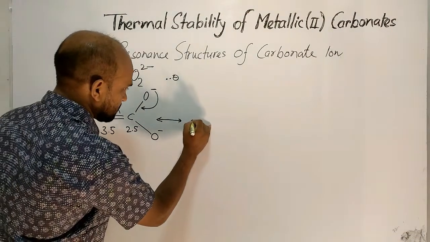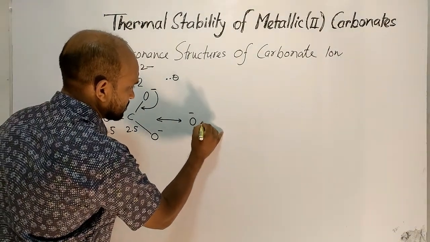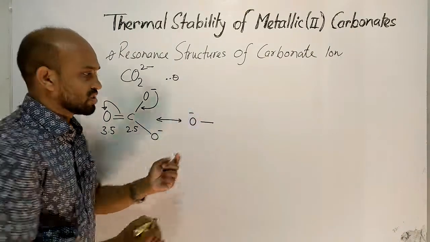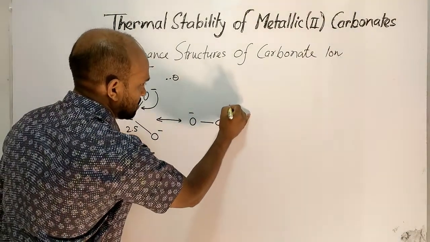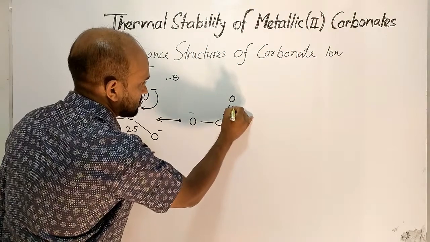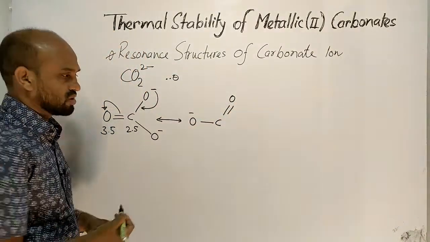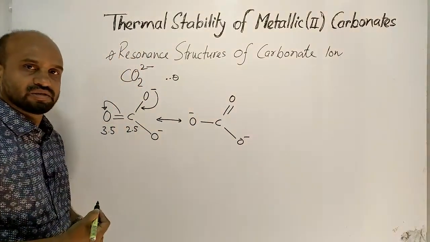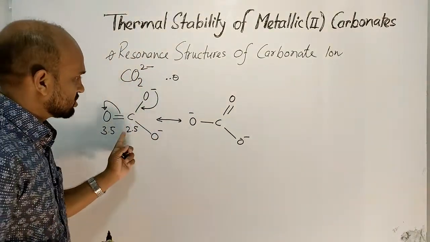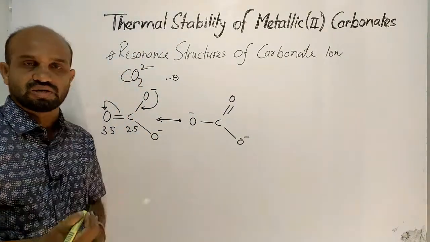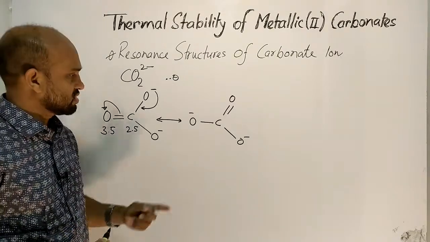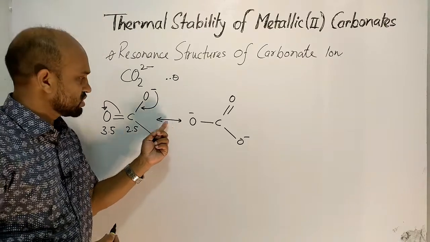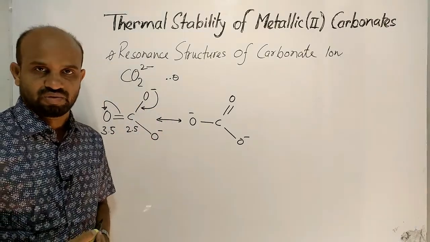That is, this is minus charge, double bond turns into single bond. Here single bond turns into double bond, and it remains as it is. So these two structures are resonance structures, and resonance structures are shown with this double-headed arrow.